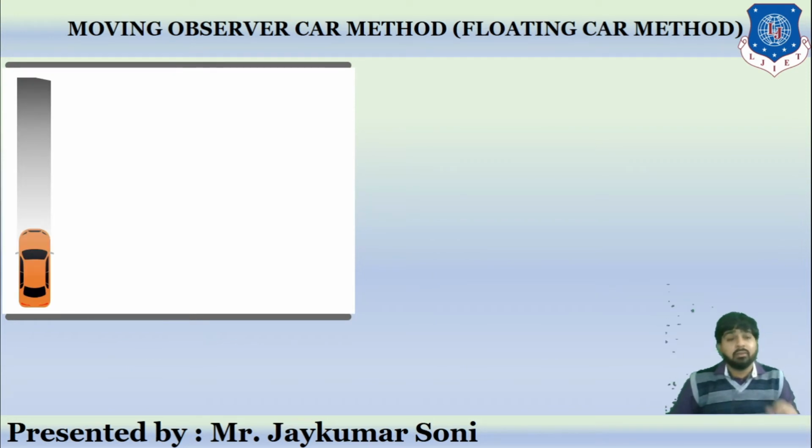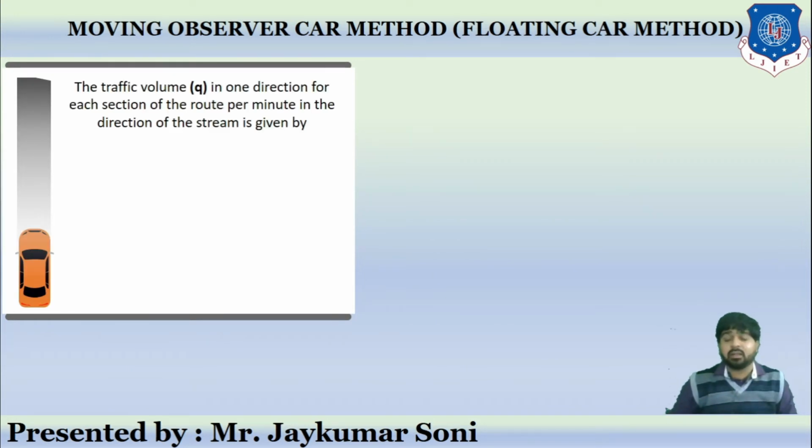Now, whenever the vehicle is traveling in a particular direction, what is the advantage of using this method? With the help of this method, we will be able to get 3 things at the same time: the traffic volume, the travel time, and also the speed. So this is used for the speed and delay survey, or volume speed delay survey.